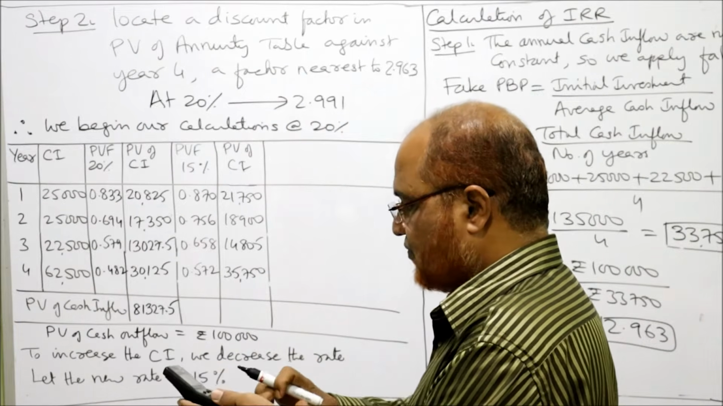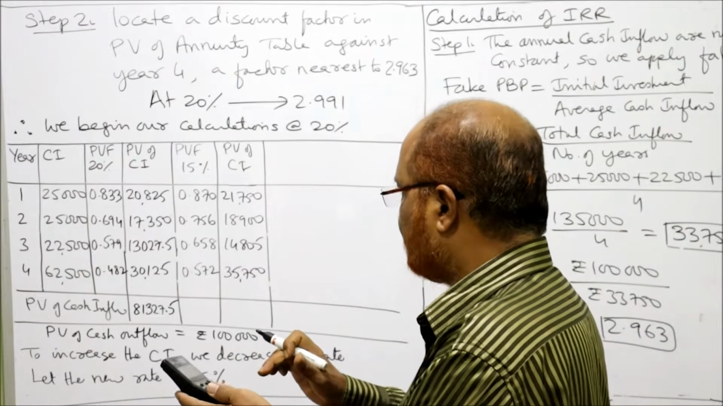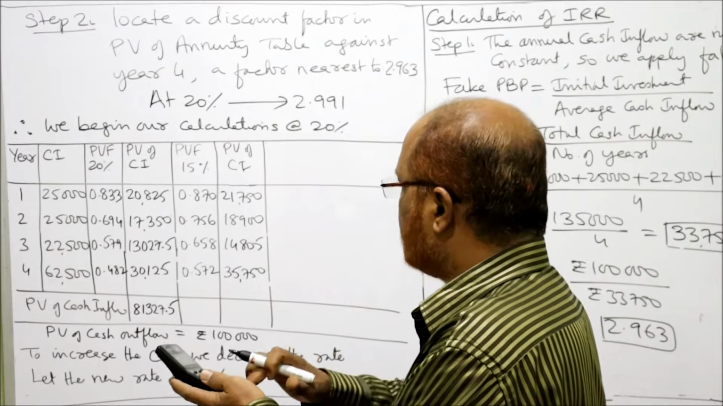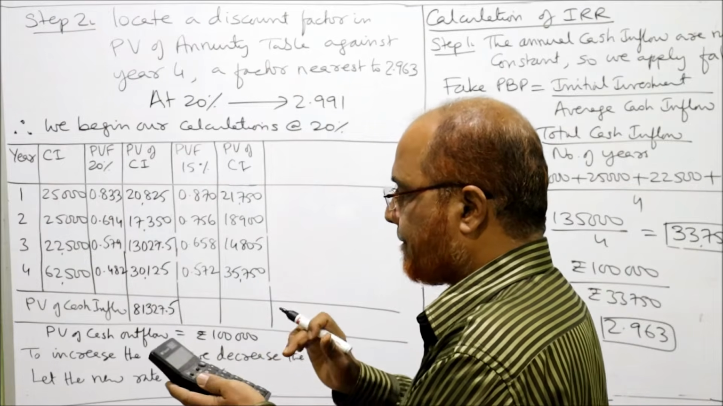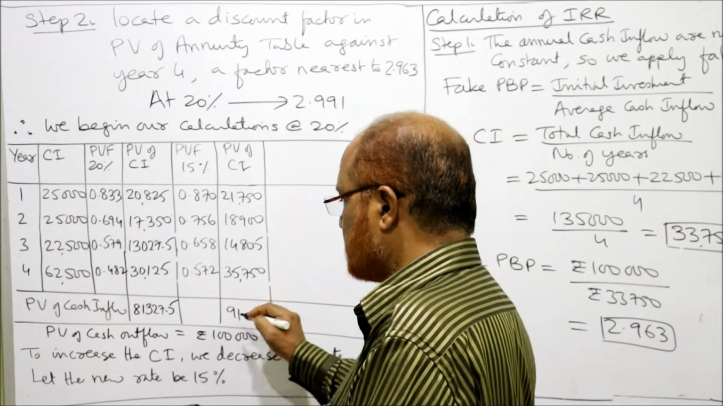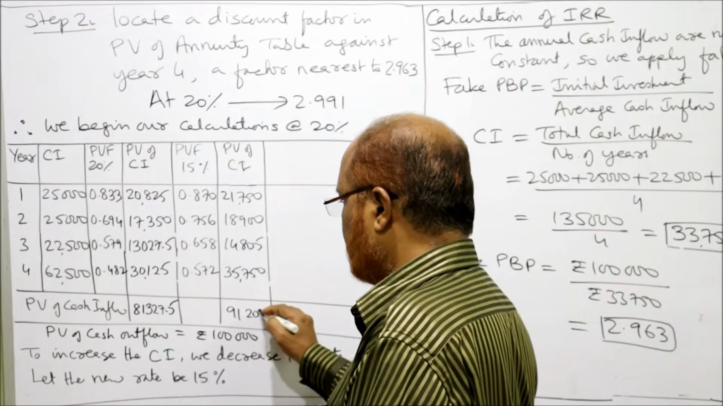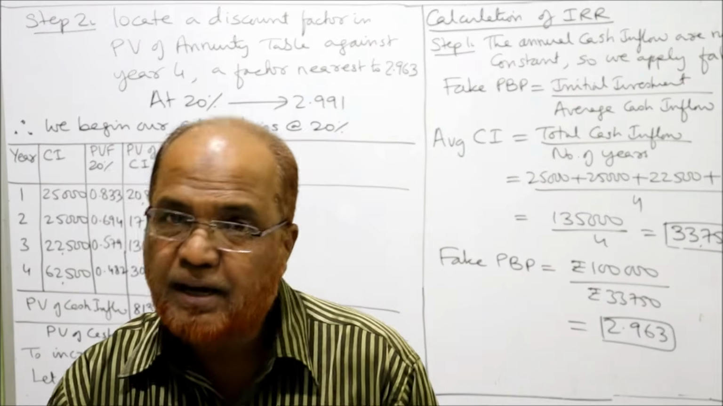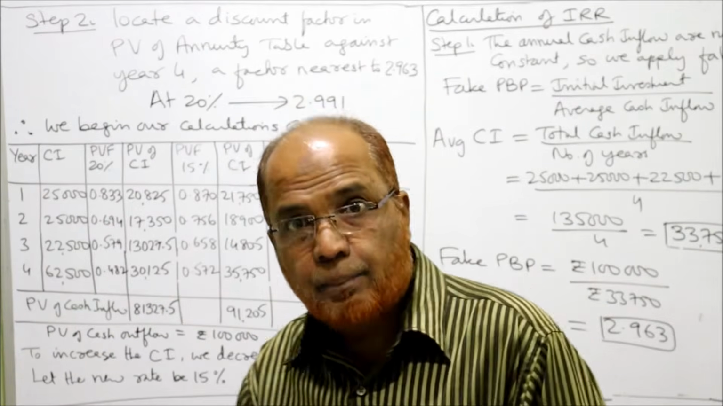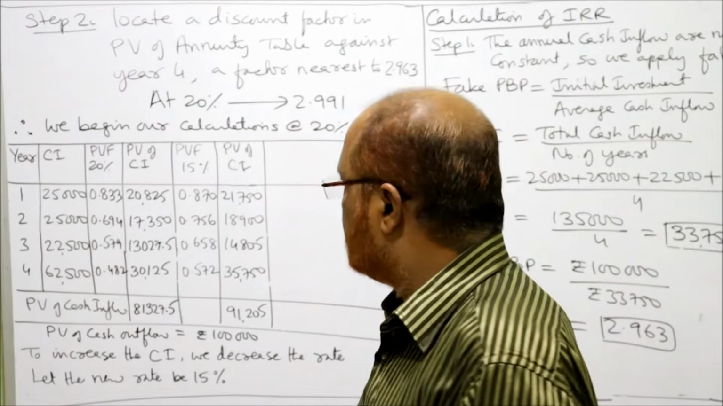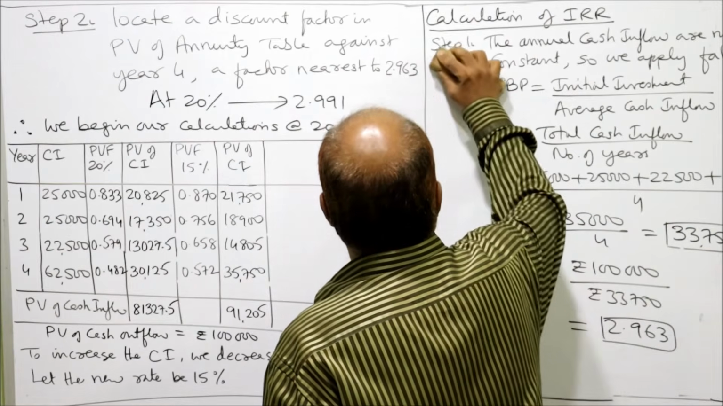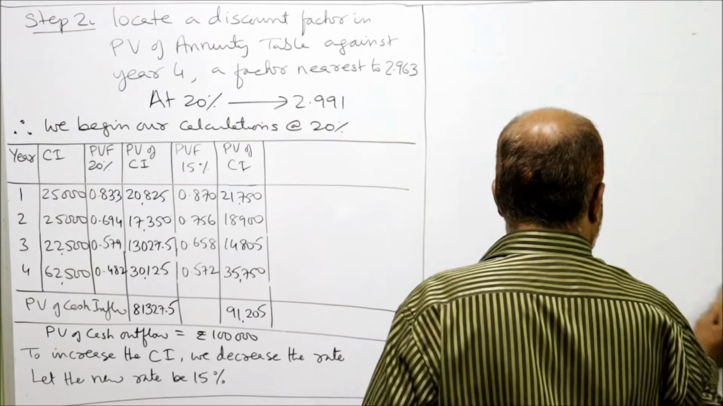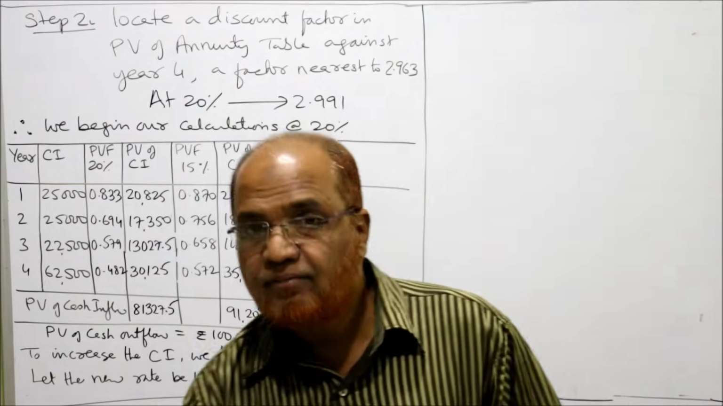Now we'll find the total. 35,750 plus 14,805 plus 18,900 plus 21,750 is 91,205. Still it is less. पहले भी 1 लाख से कम था, अभी भी 1 लाख से कम है. Still we have to increase.